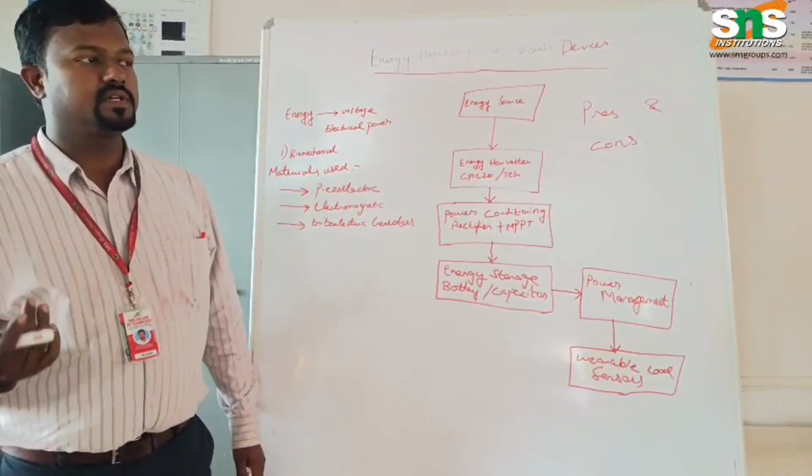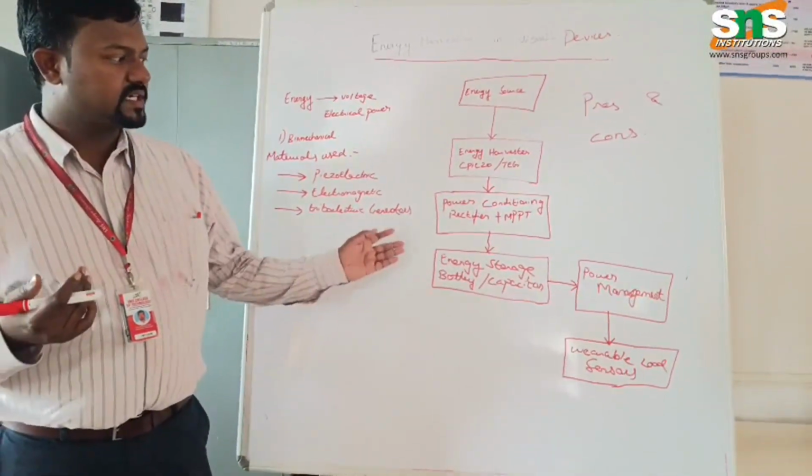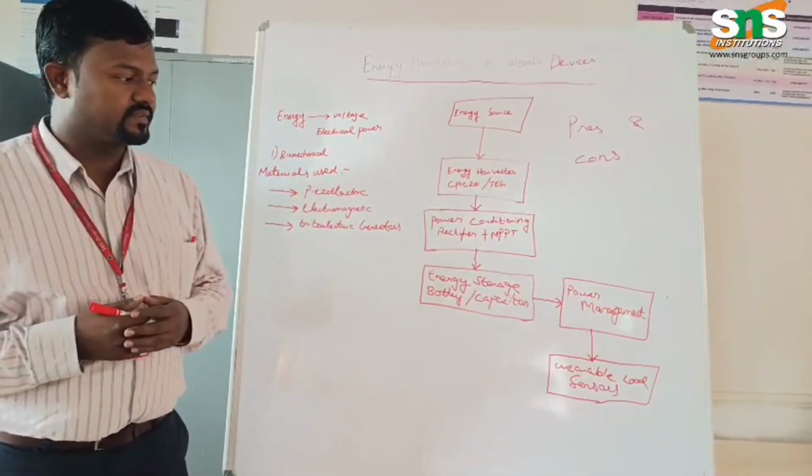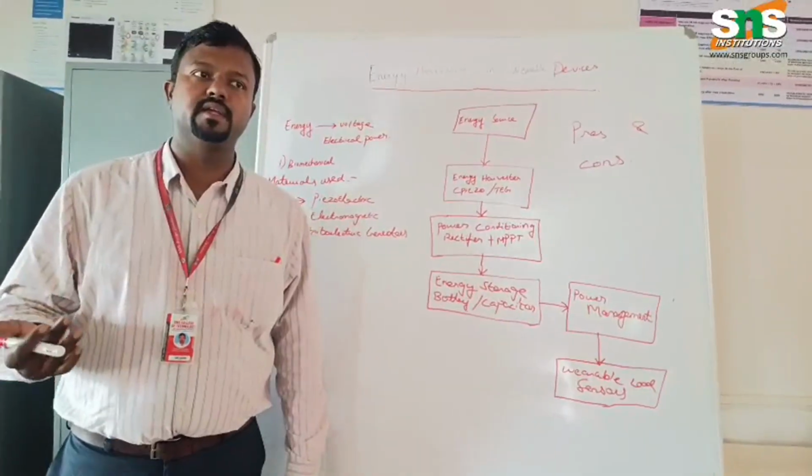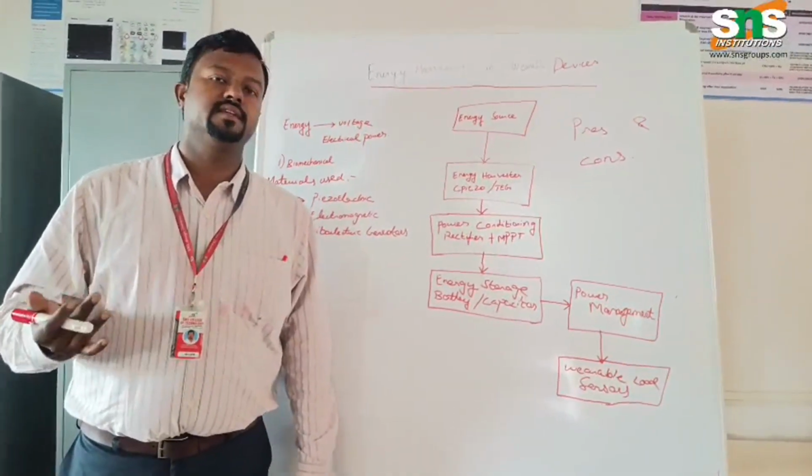For whichever sensor the voltage is required, the generated voltage is sent to the wearable load device, and the sensor can start monitoring the human body, and the display is seen in the LCD module.